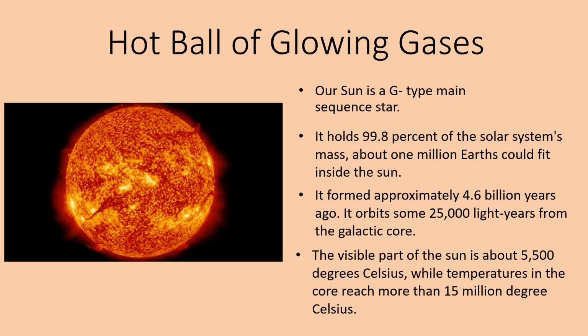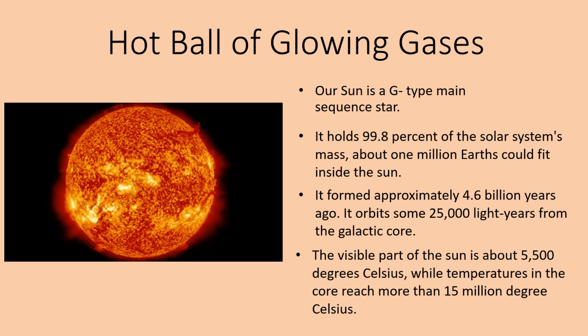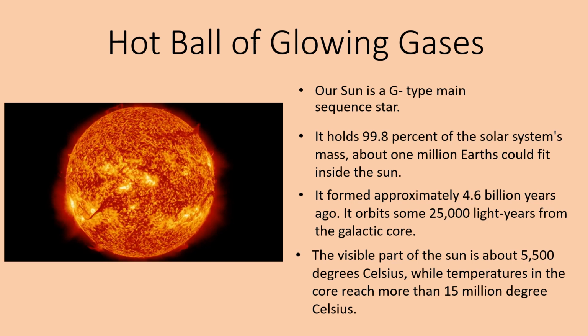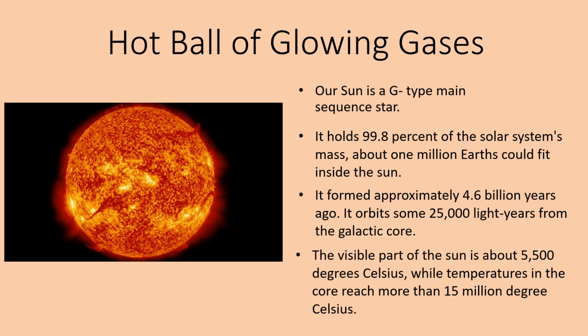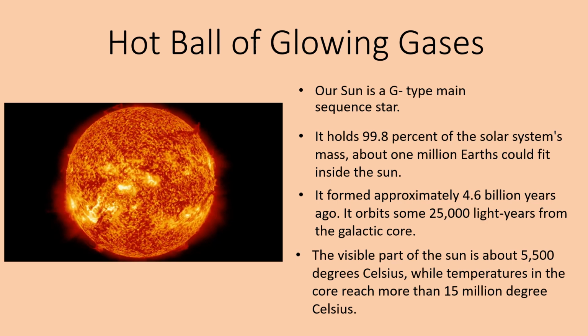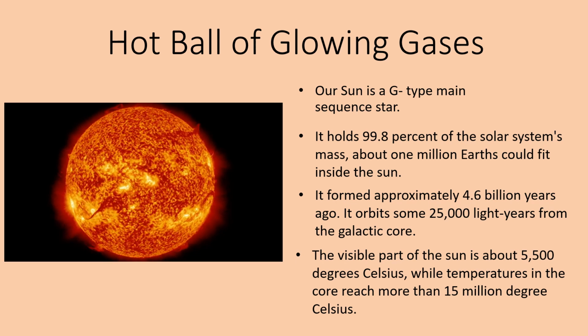Our sun is a hot ball of glowing gases, and our sun is a G-type main sequence star at the center of our solar system. It is a nearly perfect sphere of hot plasma, and it is by far the most important energy source of life on Earth. Basically, 1 million Earths can fit inside the sun, and it holds 99.8% of the solar system's mass. It is said that the age of the Sun is approximately 10 billion years, of which 4.6 billion years is completed. The Sun is orbiting 25,000 light years from the galactic core, and its temperature is approximately 5,500 degrees Celsius.